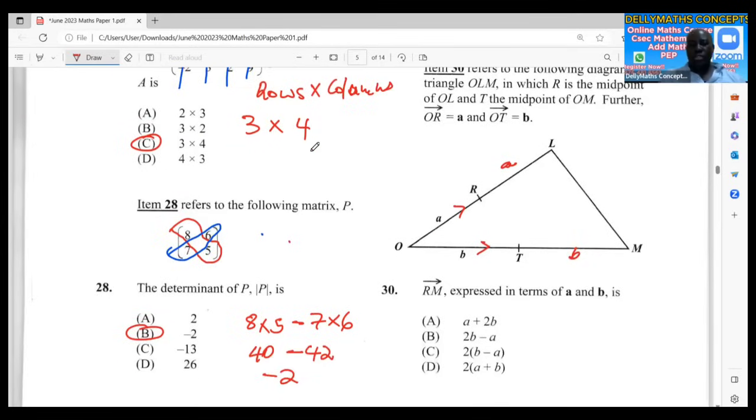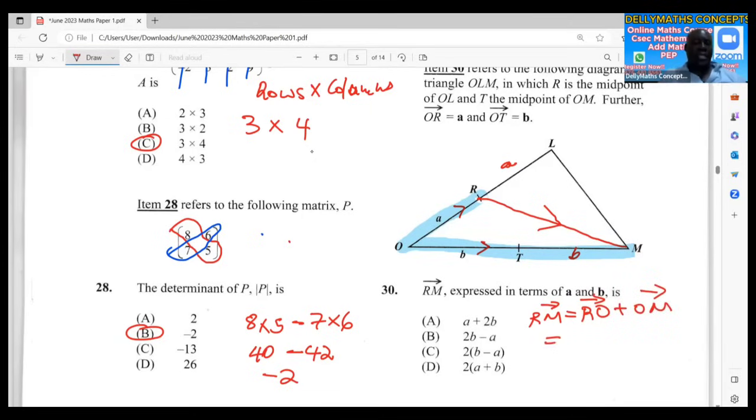The question wants us to find RM. So we're moving from R all the way to M, going that way. Now, if I want to find RM, it simply means that I'm going to move from R, walk to O, and then move from O and end up at M. So we could represent this. For example, RM is a result of moving from R to O, then moving from O to M.